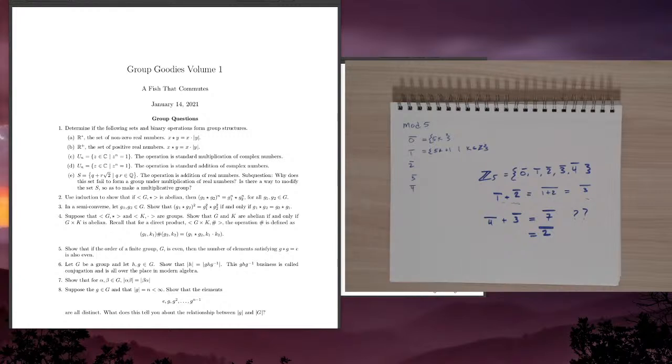So for example, the first one says we have R star, which is the set of all non-zero real numbers, and then we have this binary operation there, x star y equals x times the absolute value of y. So we have to figure out if this is a group or not. Let's start with, is this a binary operation? This takes 2 real non-zero numbers and multiplies one by the absolute value of the other, so you're not going to get 0. You'll always get a non-zero real number, so that is indeed closed.